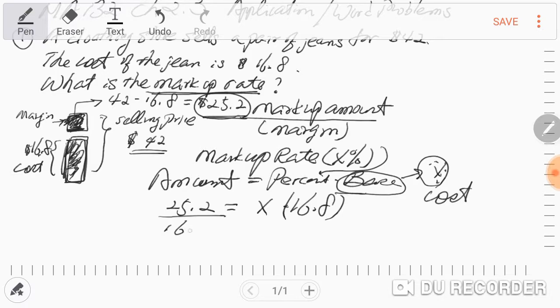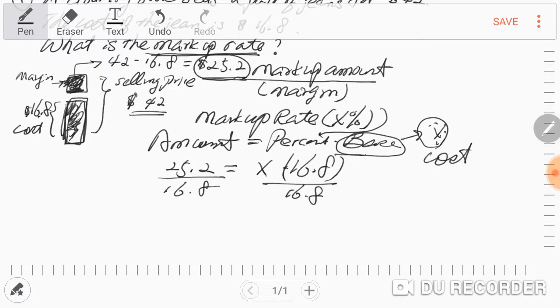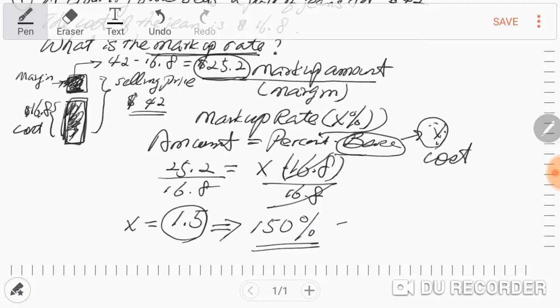Then we can find X. Divide each side by 16.8 and use your calculator. Then X is equal to 1.5. Now X is the markup rate. The decimal is 1.5. Then convert this 1.5 into a percentage. Multiply 1.5 by 100. It's 150%. 150% is the markup rate.